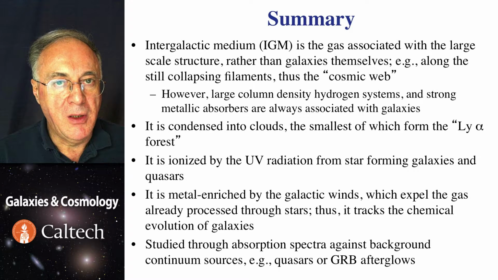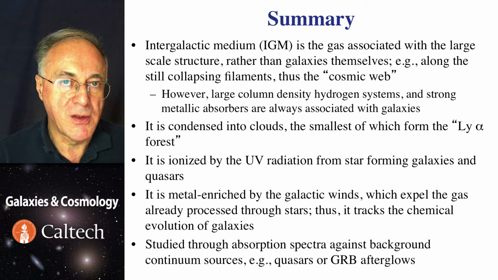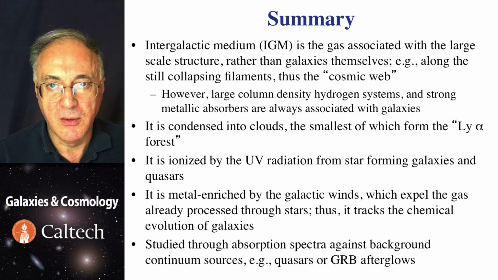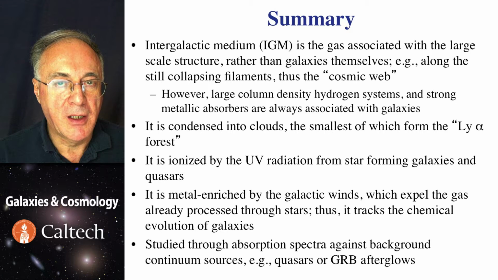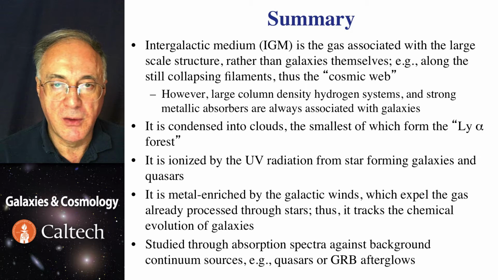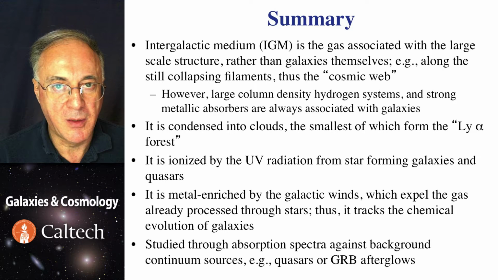The intergalactic medium is almost entirely ionized from here out to redshifts of about 6, at which point you start to get more neutral hydrogen because stars and quasars simply didn't have time yet to reionize it fully before then. The metals themselves come from galactic winds, products of stellar evolution that have been expelled from galaxies and mixed in with the rest of the intergalactic medium.